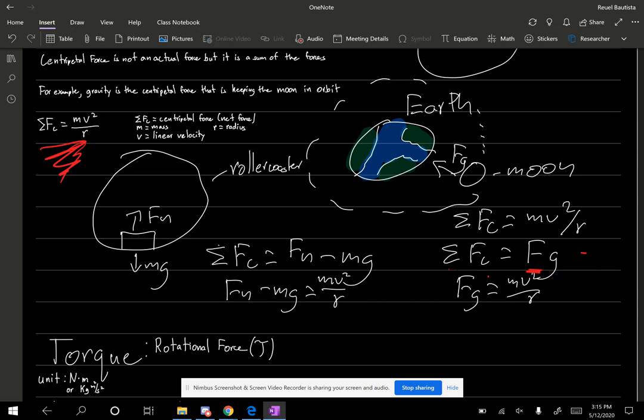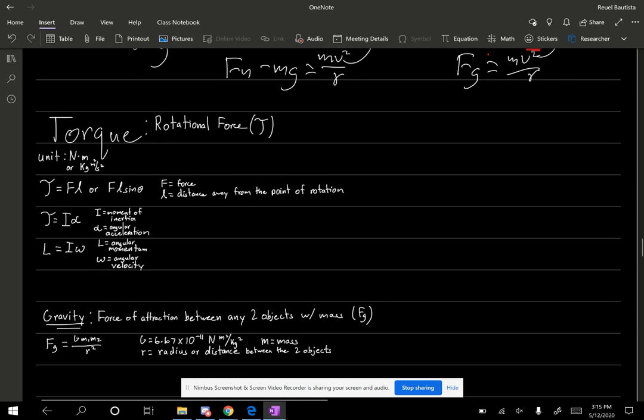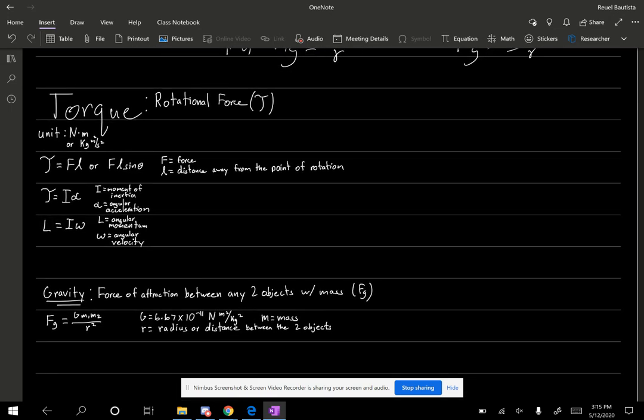It's just up to you. This is torque. Torque is a force of rotation, the rotational force, right? It's like how you are going to rotate something. Its units are newtons times meters, or kilograms times meters squared over seconds squared. Okay, and it's found using this equation. Torque is equal to force times L, where L is the distance away from the point of rotation.